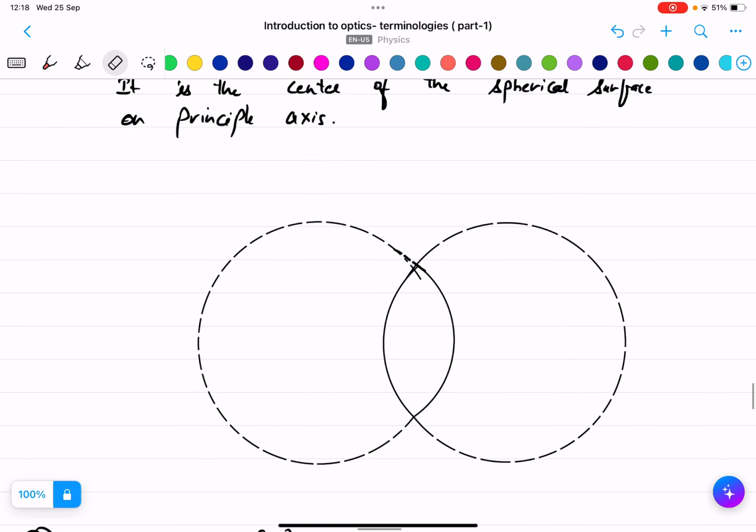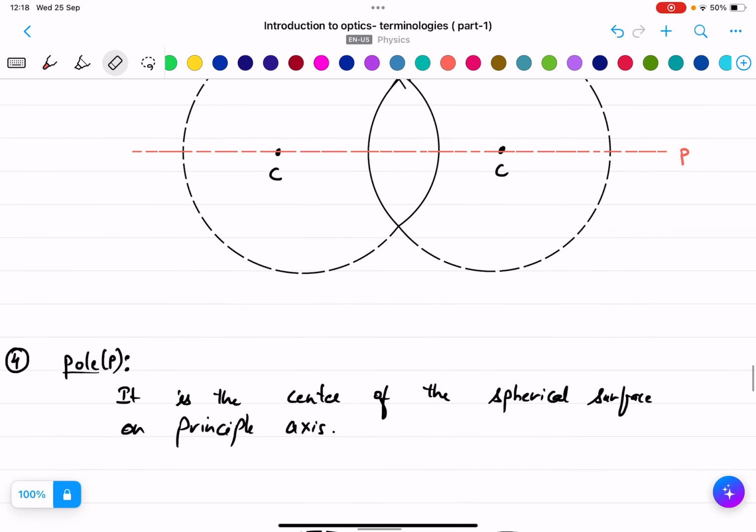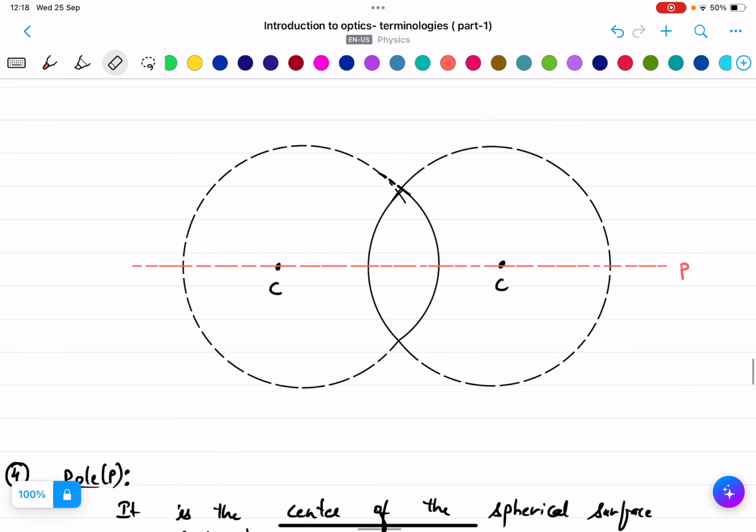Next is pole. What is the pole? It is the center of the spherical surface on the principal axis. Suppose this is your principal axis. Okay, let me copy this picture here.